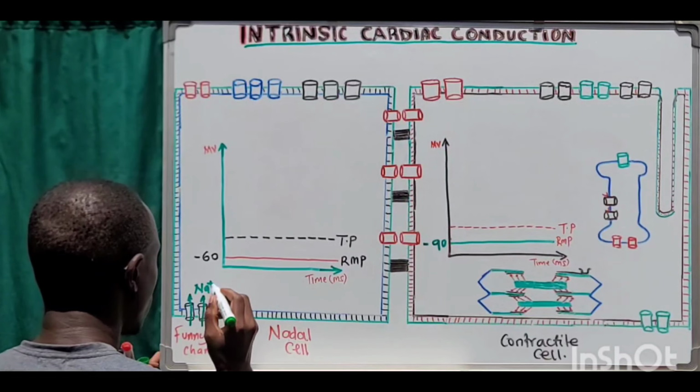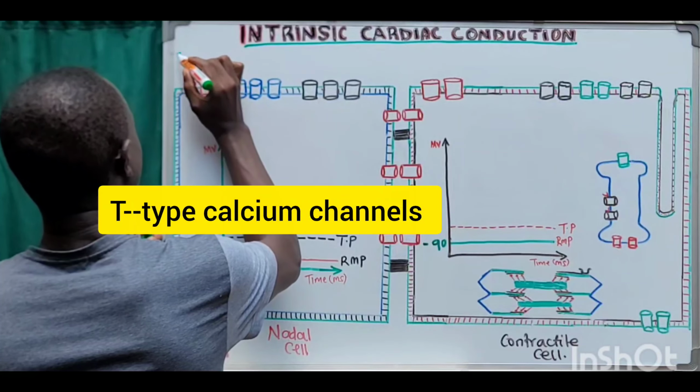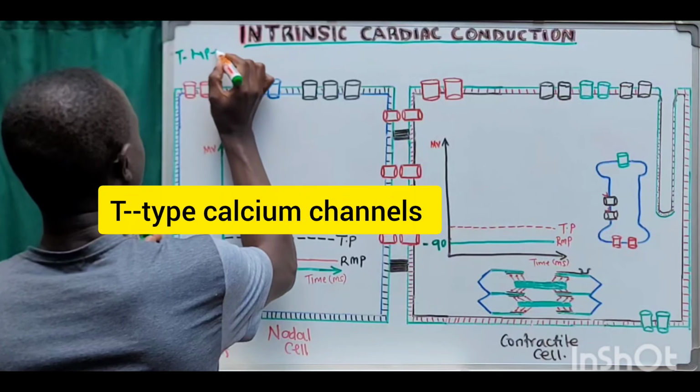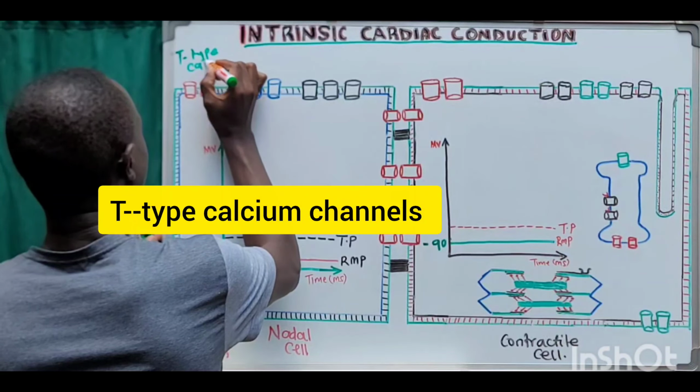Now, when this membrane potential reaches around negative 55 millivolts, something else beautiful happens. We also have some other channels which are going to open. What are these channels? These channels are very sensitive whenever the membrane potential reaches around negative 55. These are what we call the T-type calcium channels.